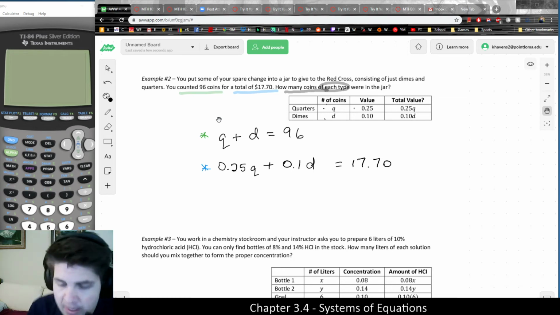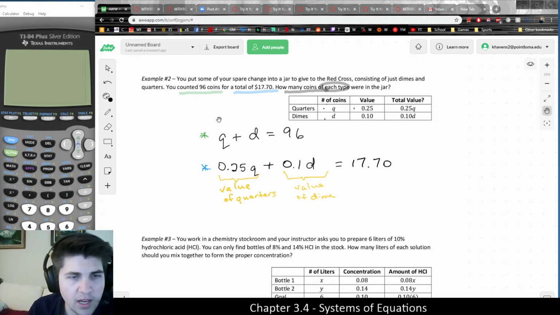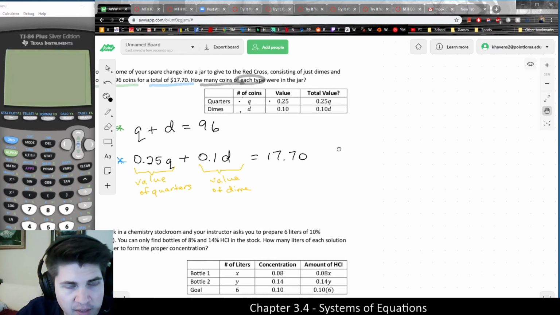So essentially I've got here the value of all my quarters, and then this one is the value of the dimes, and together they add up to the total value, which was the blue piece of information that I was given originally. But when all is said and done, notice that I have 2 equations with 2 unknowns, and again I could use algebra to solve this system.